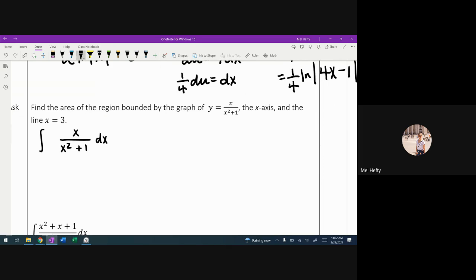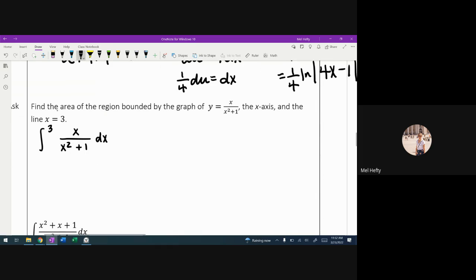Anyone think they know the bounds? One of them definitely is 3, and I'm going to tell you it's the top bound. You think 0? How do we know? All right. How can we tell when this guy meets the x-axis? I can set this equal to 0. So the numerator needs to be 0. Get x equals 0. All right.